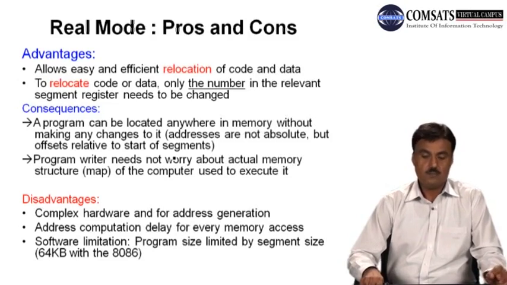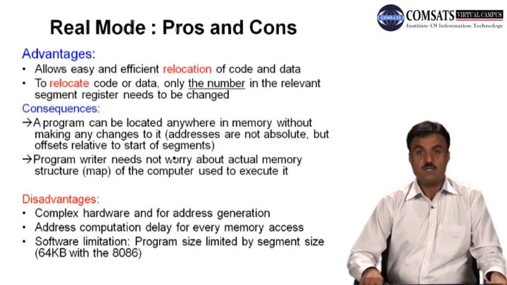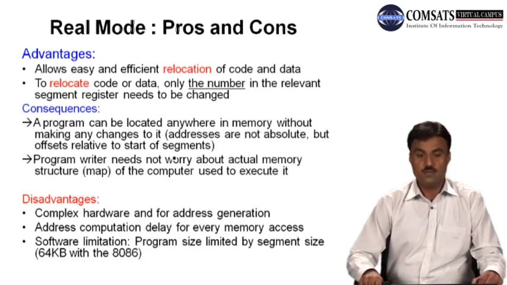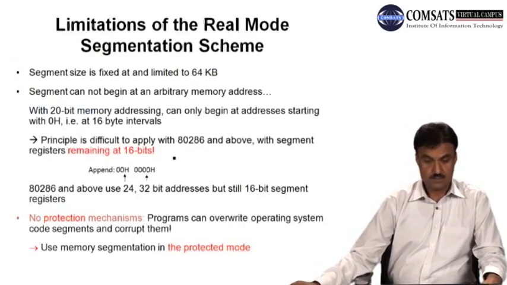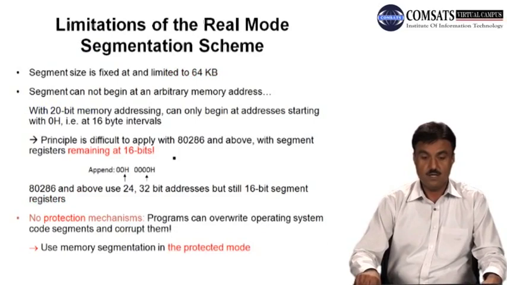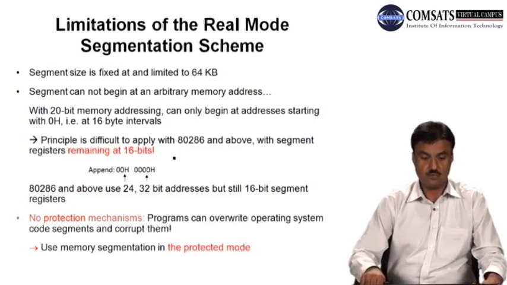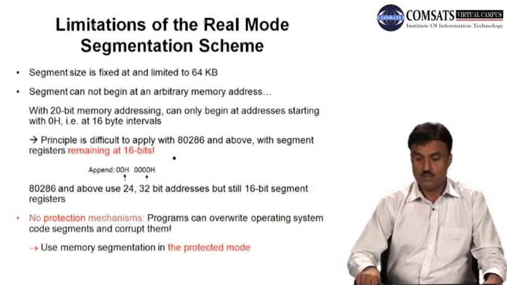What is the limitation? Program size is limited by segment size, and we know that a segment cannot be more than 64 KB. So it can be only 64 KB with the 8086 or 8088. These are the limitations. And the other limitations, as we discussed: it is fixed to 64 kilobytes, and a segment cannot begin at any arbitrary memory address. With 20-bit memory addressing, we can only begin at addresses ending with 0H, that is, at 16-byte intervals.